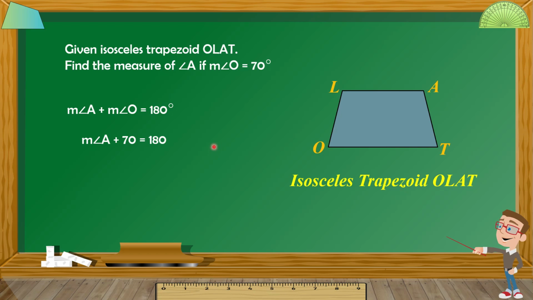So, substitute lang natin yung mga given values. Si measure angle O, di ba, 70 degrees siya, kaya pinalitan ko si measure angle O dito ng 70. And transpose ko lang si 70 sa right side. So, we have 180 minus 70, that's 110 degrees. So therefore, yung angle A natin, it measures 110 degrees. That sums up to 110 plus 70, that's 180 degrees. So they are supplementary. So tinutulungan tayo ng mga theorems, no, sa pagsosolve.